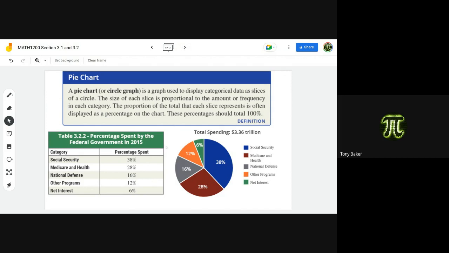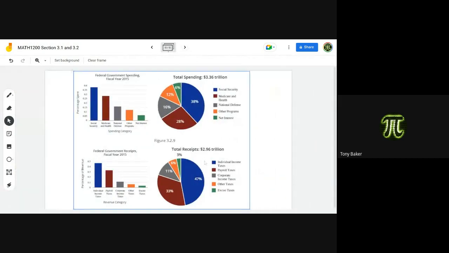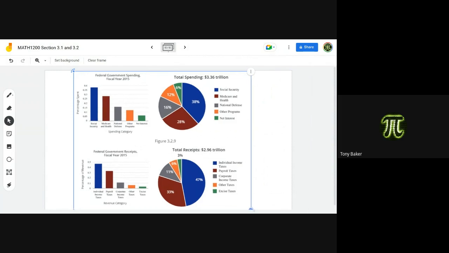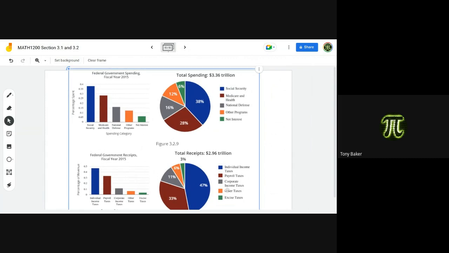All right, so if you were the government and you needed to make sure you were bringing in enough money to cover these things, that would be ideal, right? Because then we're not going more into debt. So in 2015, the government brought in $2.96 trillion and they spent $3.36 trillion. Not quite enough.